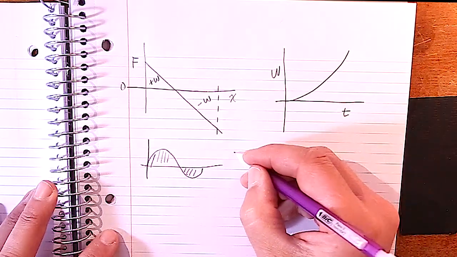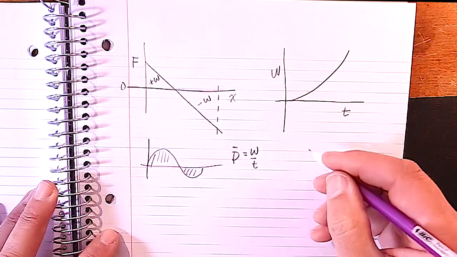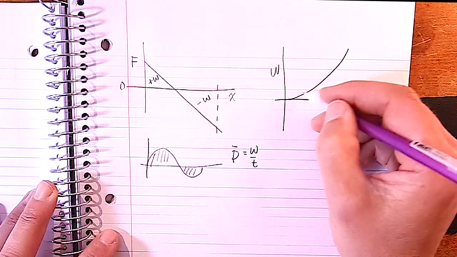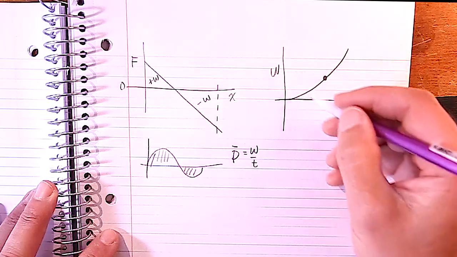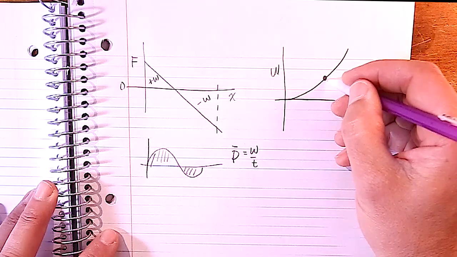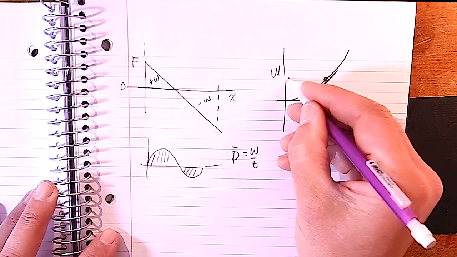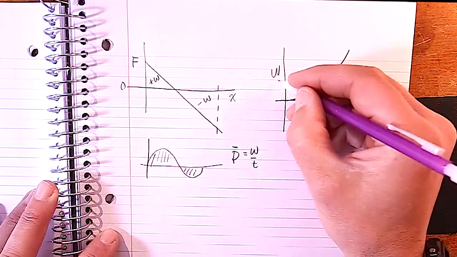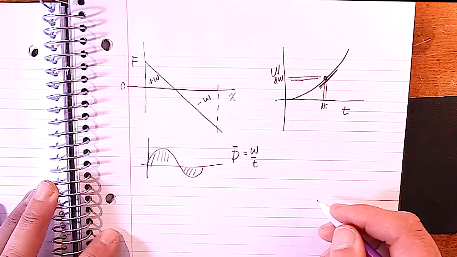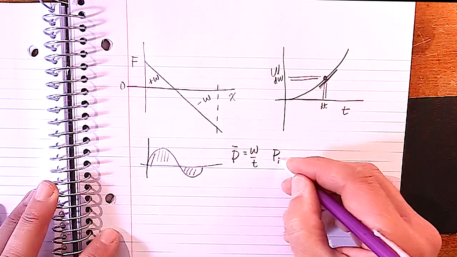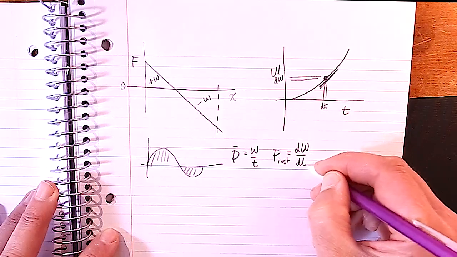Just reviewing this idea from before, we know that average power is equal to work over time. But what if the power is changing and we want to find the instantaneous power? Well, the instantaneous power would be work over time at that point. And what would that be? That would be the slope of the line. Taking the derivative, we would say that the derivative of work and the derivative of time would give us the slope of the line, which would be the instantaneous power. So instantaneous power is equal to dW over dt.